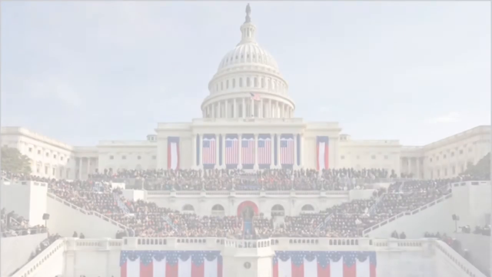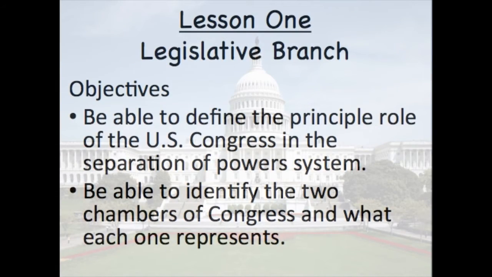This week's topic is the legislative branch. Greetings and welcome to Lesson 1 on our unit, Exploring the Legislative Branch. Your objectives for this lesson are first to be able to define what is the principal role of Congress, aka the legislative branch, within the separation of powers system. What's its main job? Secondly, it is hoped that you will be able to identify what the two chambers of Congress are and what each one represents. What is the purpose of each one?